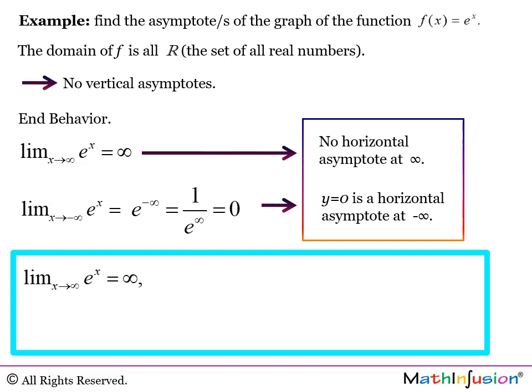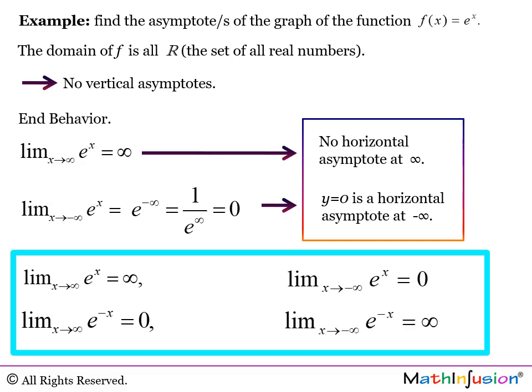Please remember that the limit of e to the x when x approaches infinity is infinity, but the limit of e to the x when x approaches negative infinity is 0. Also, the limit of e to the negative x when x approaches infinity, if you notice, is exactly like the limit of e to the x when x approaches negative infinity. It is 0. And the limit when x approaches negative infinity of e to the negative x is infinity.